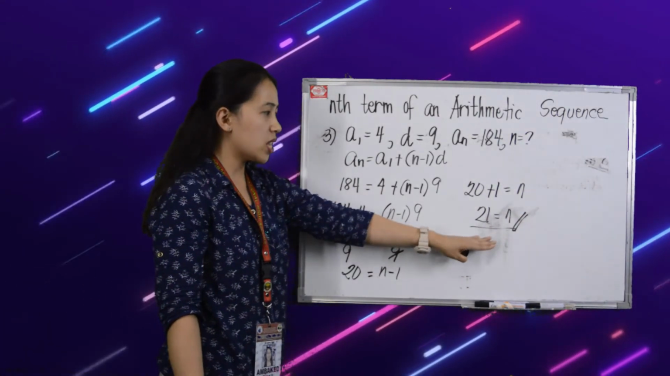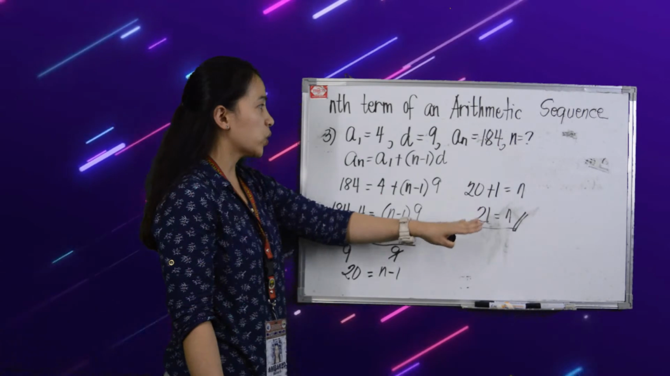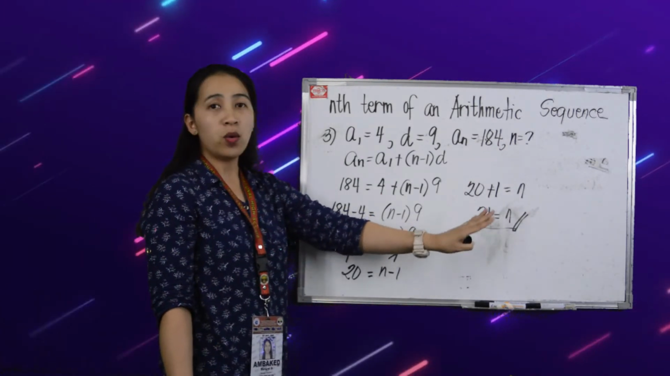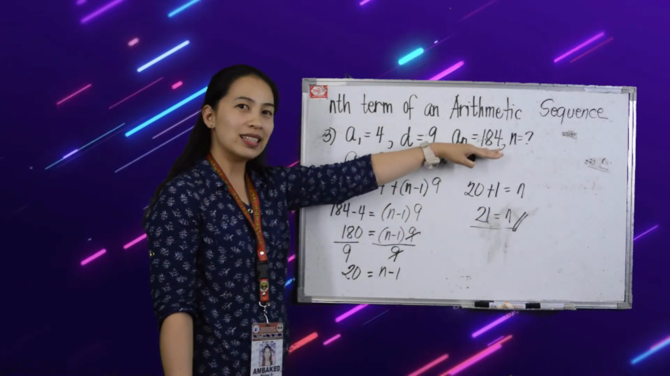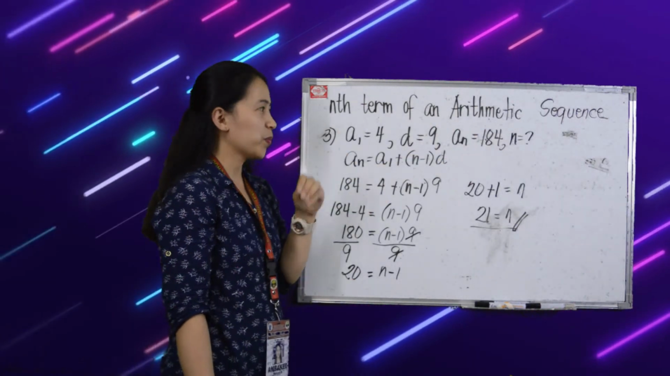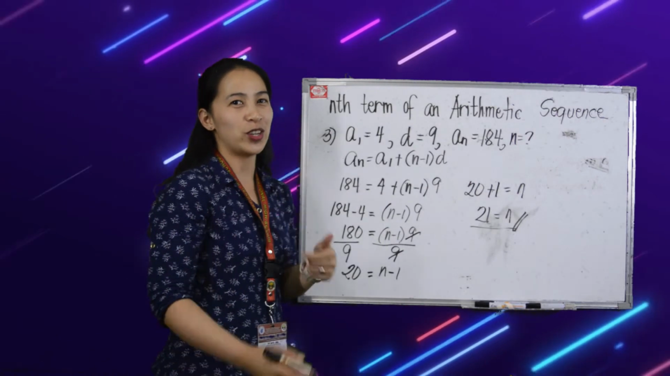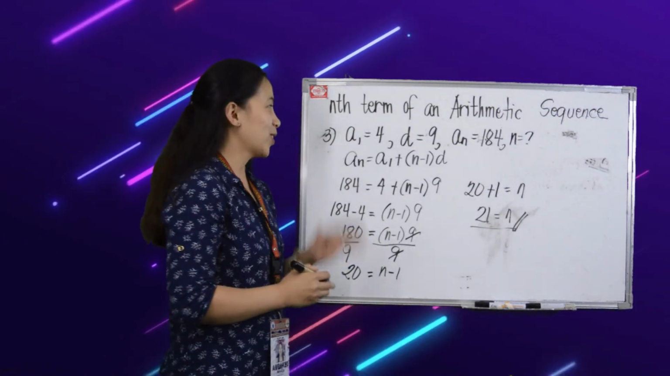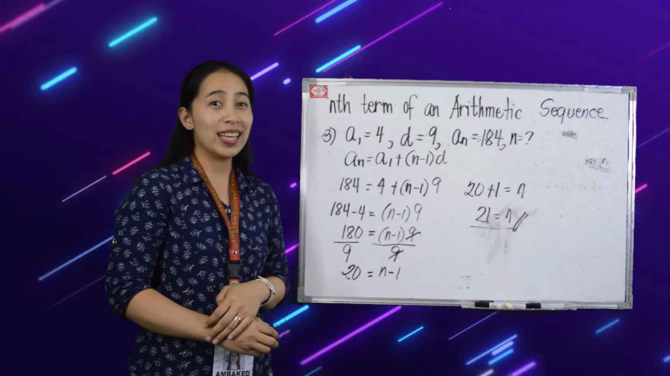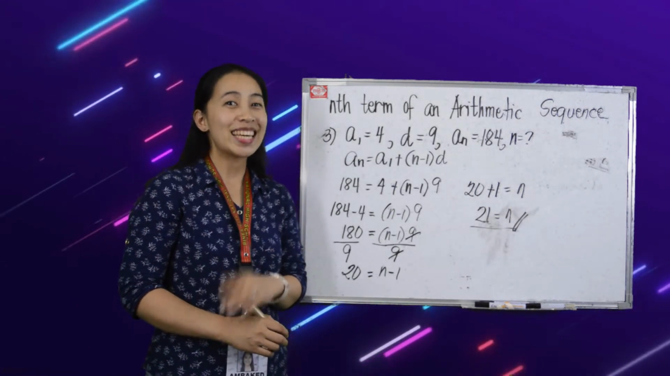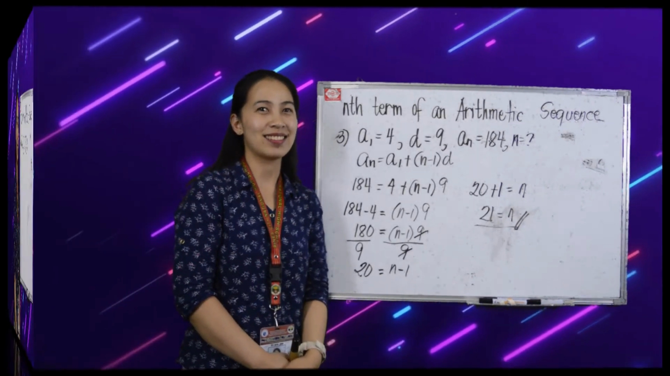What does this mean? Our 21st term, or a sub 21, is 184. To verify, I will leave that to you. You may use your calculator. So that's for example number 3. Is it Math Dali? Yes, it's Math Dali.